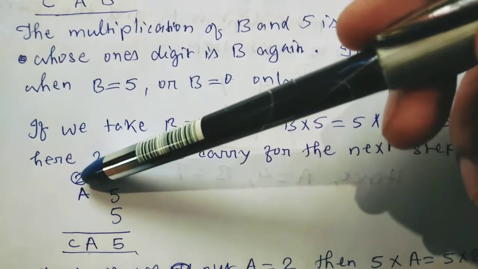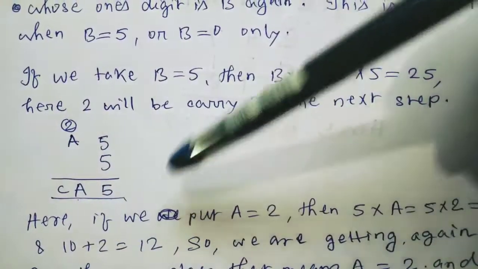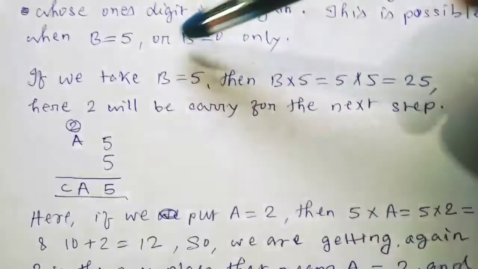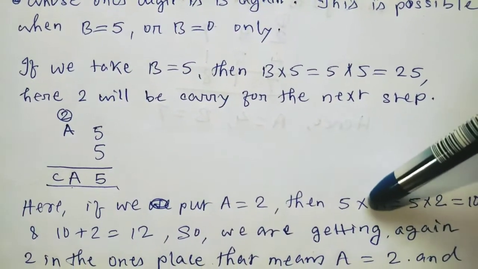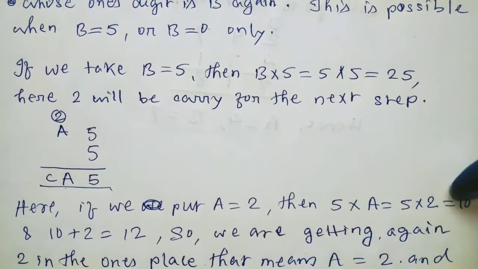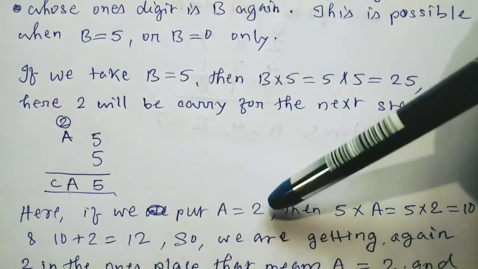2 is gone to the next step. Next, what will happen? So if we put A equal to 2 now, B we have got 5. If we put A equal to 2, then what is happening? So 5 into A. So 5 into 2 is 10.